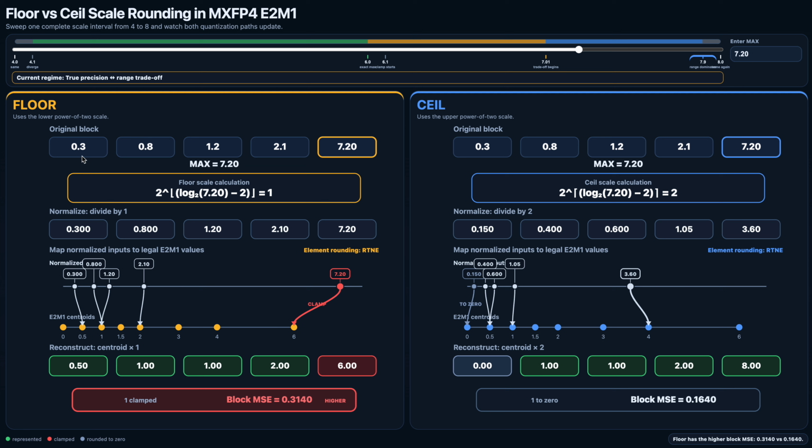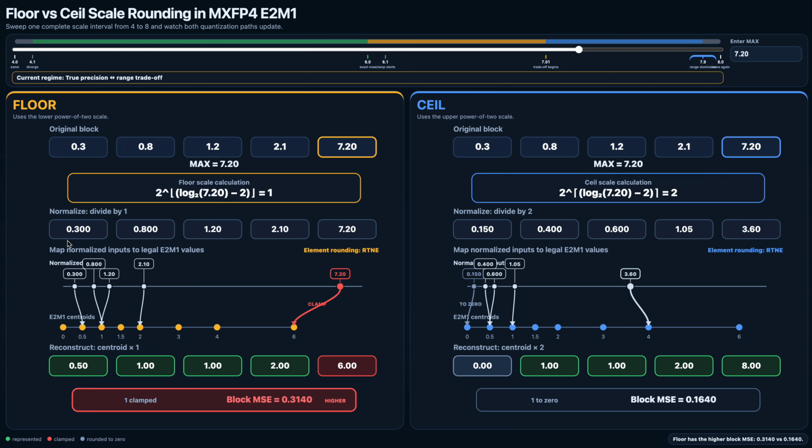As usual, I have the running example of 0.3, 0.8, 1.2, 2.1, 7.2. The way you calculate the scale is you take the max of your input and then you take a log base 2 of that, then you subtract the bias. And then comes the question, should we take a floor of that or should we take a ceiling of that? On the left, we are taking a floor and then raising 2 to the power of that, and that gets you scale of 1. On the right, we are doing a ceiling, and then we are raising the power of 2. That gets you scale of 2.